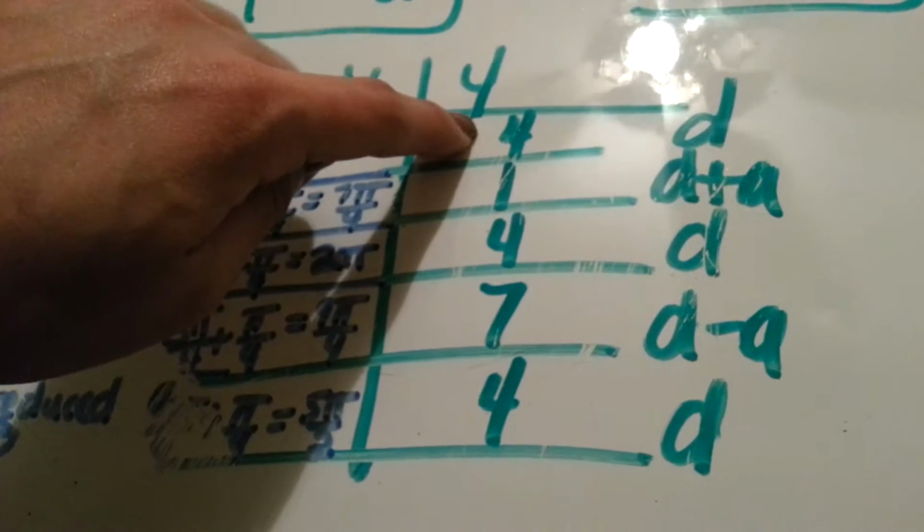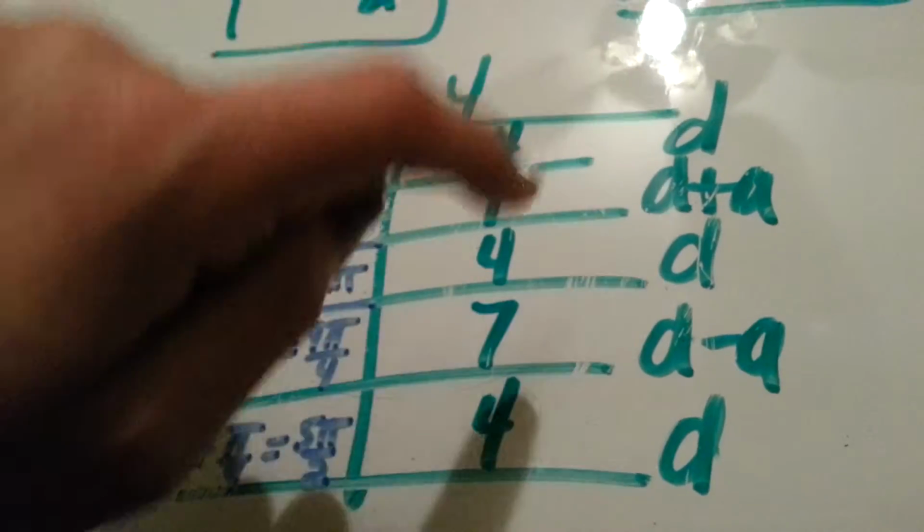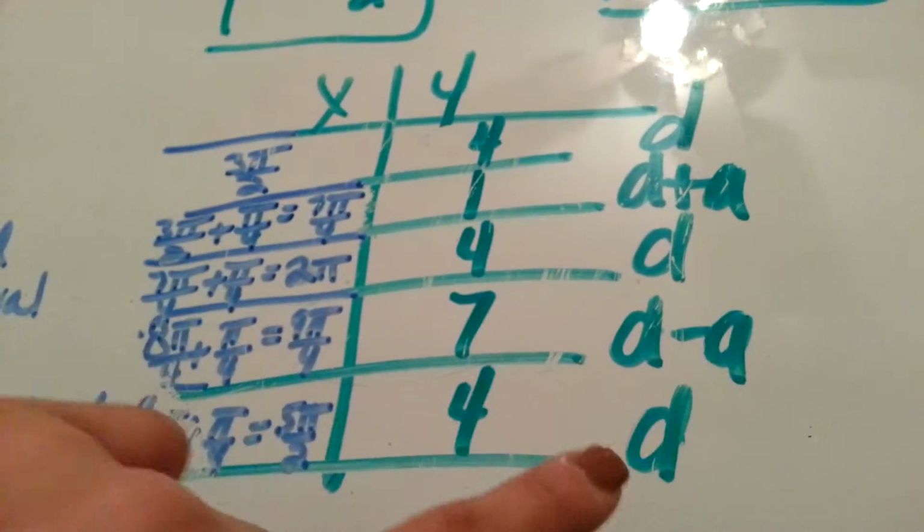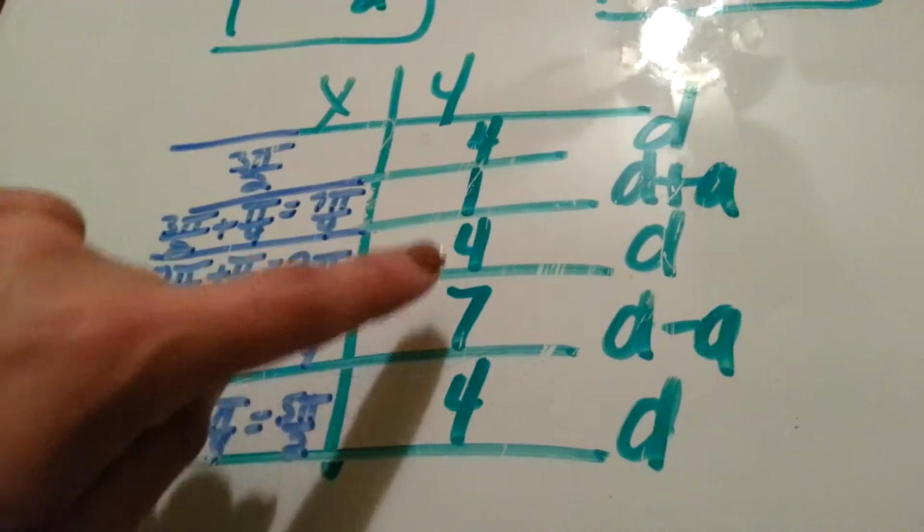Then for our y's, we're going to do d, then d plus a, d, d minus a, and then d. So our answer is 4, 7, 4, 1, 4.